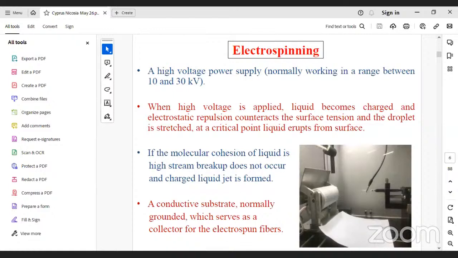When we talk about electrospinning, what is the condition? A high voltage power supply is needed. Normally, the range is 10 to 30 kilovolts. When high voltage is applied, we are applying the high voltage.